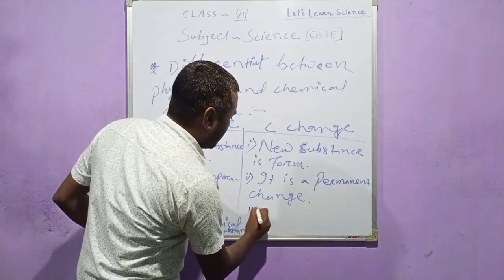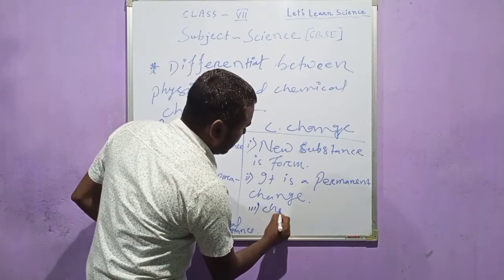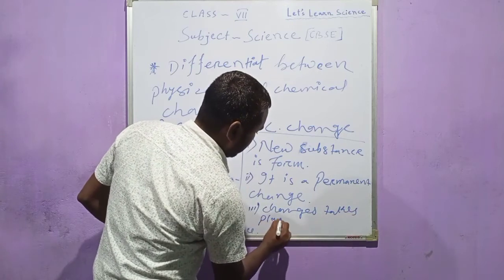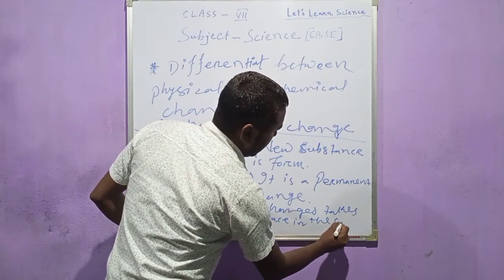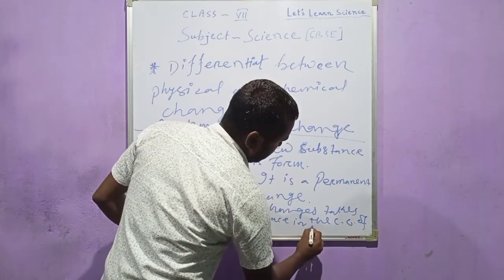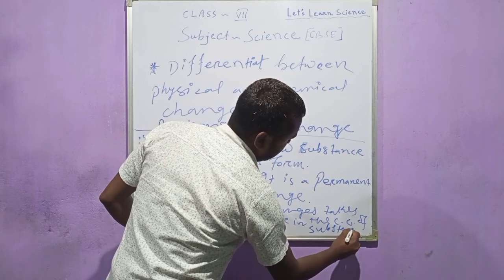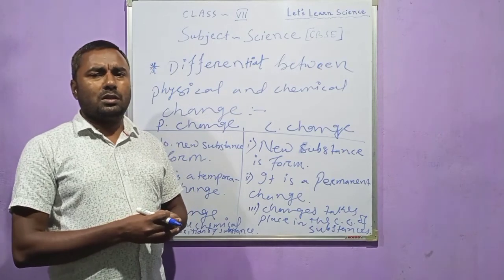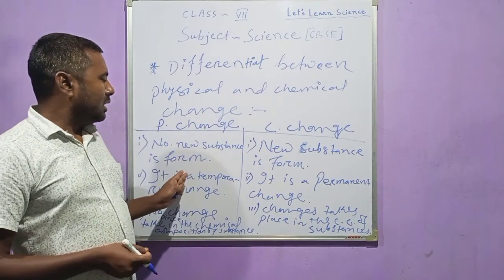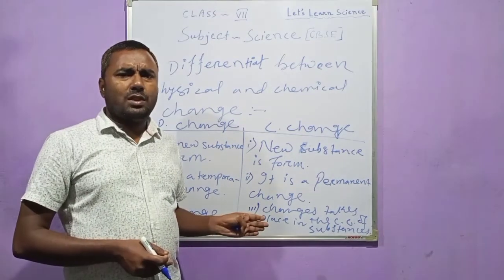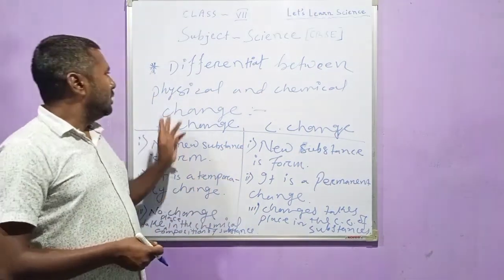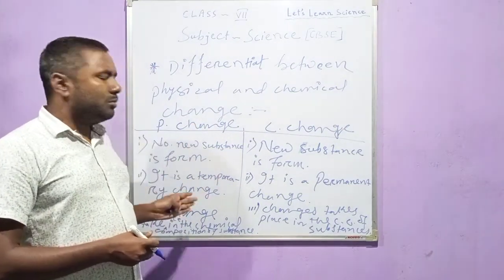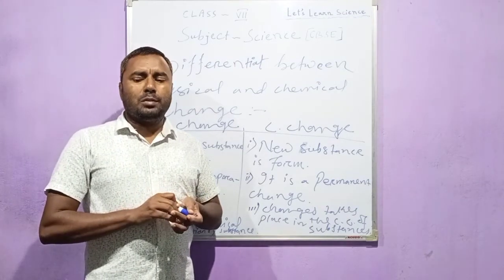But in case of chemical change, changes take place in the chemical composition of the substance. So these three are the basic differences between physical and chemical change.